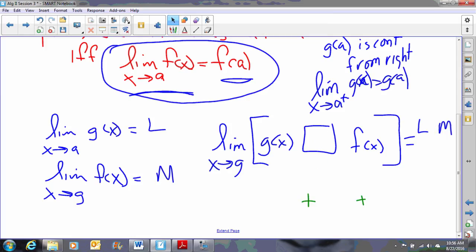or we can put a minus sign in here and a minus sign there. In other words, the limit of the sum of two functions, or difference of two functions, is the sum or difference of the limits. So we can have minus signs in there. We can put a times sign in here, and that would go here.